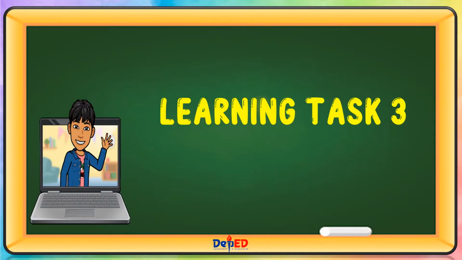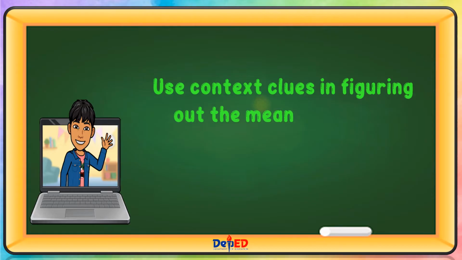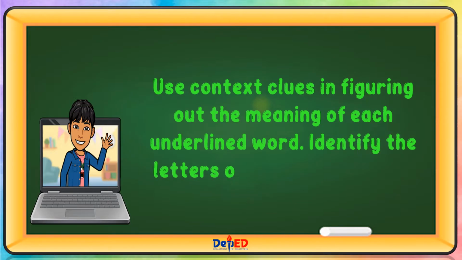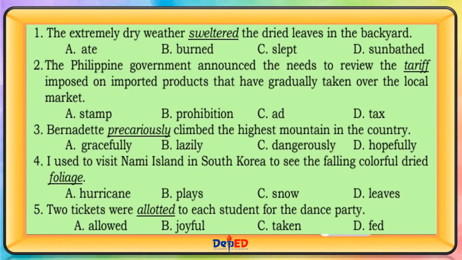Learning Task 3. Use context clues in figuring out the meaning of each underlined word. Identify the letters of the best answers. The extremely dry weather sweltered the dried leaves in the backyard. The answer is letter B, burned.